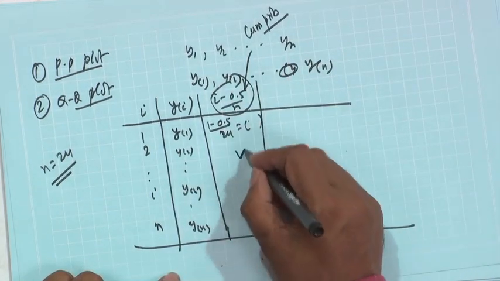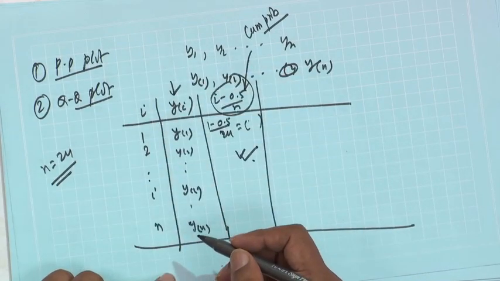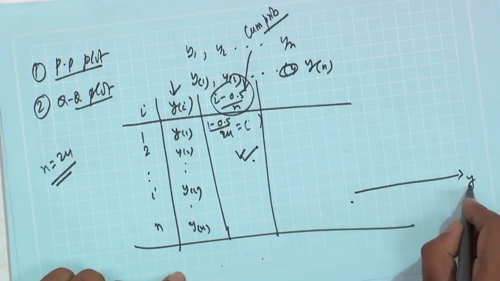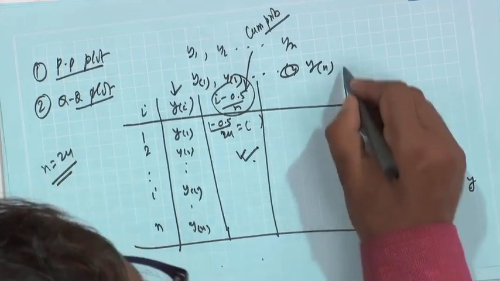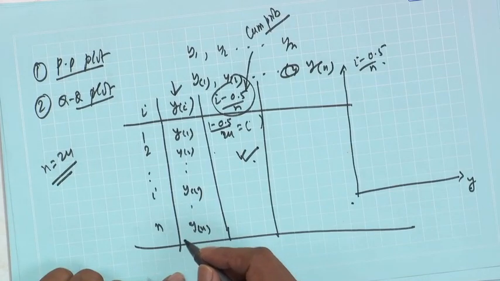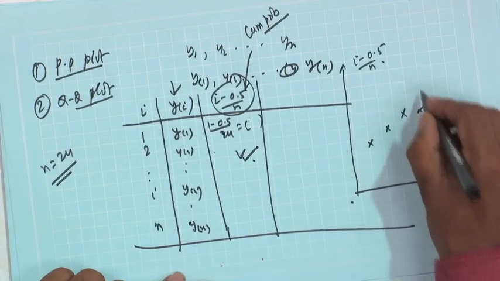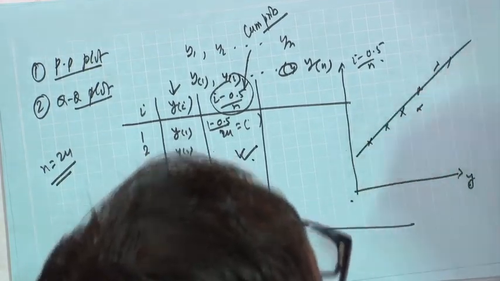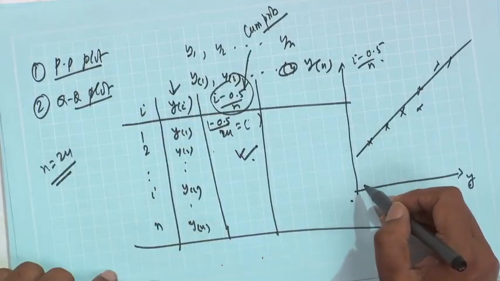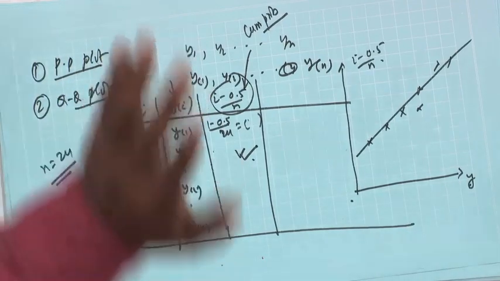Okay. Once you get this, you plot the ordered observations, your y from minimum to maximum, on this side, and on the other side you plot (i minus 0.5) by n. If the plot resembles a straight line, then your data is coming from a normal probability distribution, that is, the population is normal.